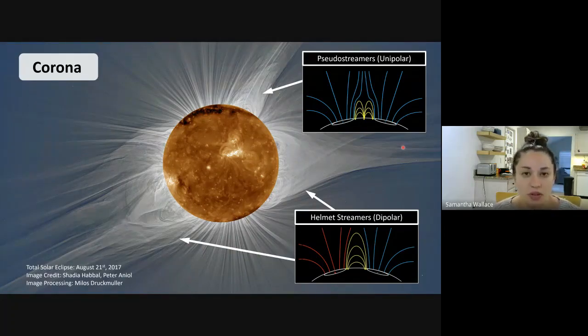On the contrary, pseudostreamers are unipolar, so they form between two coronal holes of the same polarity. You can see in this eclipse image that this pseudostreamer is much smaller than the surrounding helmet streamers. Typically this happens because their cusps converge lower down, as you can see in the differences of the cartoon, and it prevents that underlying closed field from expanding.